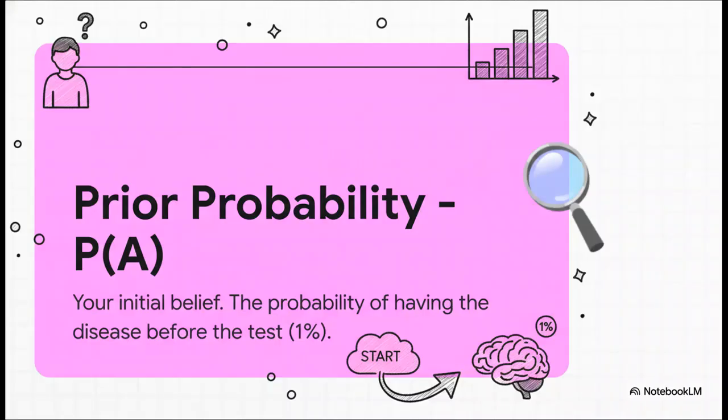So let's start with the first ingredient, P of A, which is just a fancy name for the prior probability. This is basically our starting point. What do we believe before we have any new evidence? In this medical case, it's just the odds of anyone having the disease in the first place, which is that tiny 1%. That's our prior.